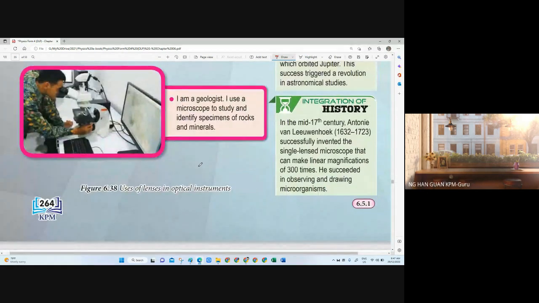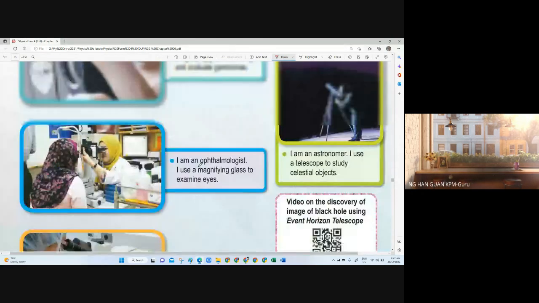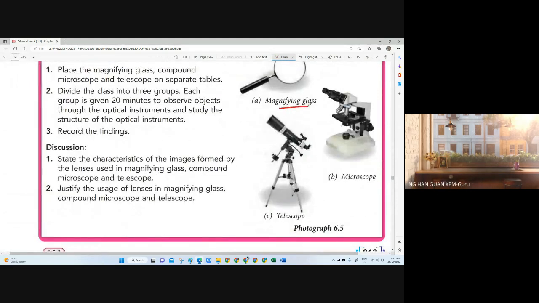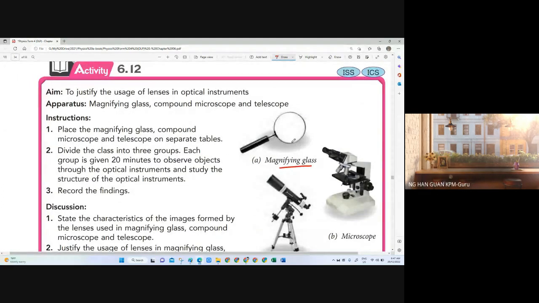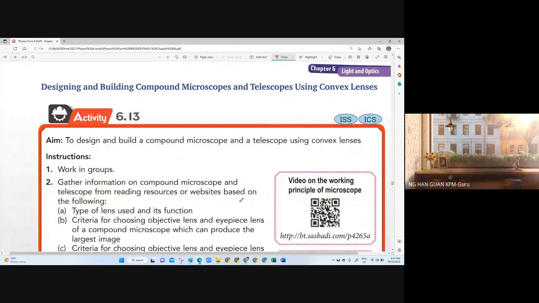All these occupations use optical instruments in their work. Basically, optical instruments can be divided into three main types. A magnifying glass is just a single convex lens. If you talk about instruments, it becomes either the microscope or the telescope, by using two different lenses combined. That's why the textbook mainly focuses on designing and building a compound microscope and a telescope using convex lenses.